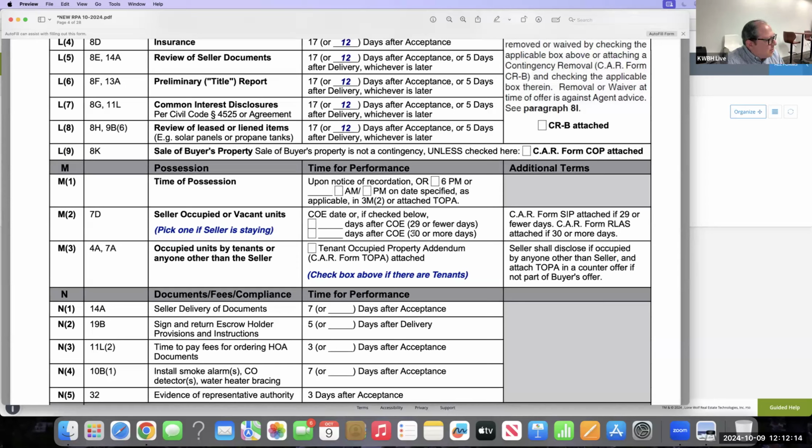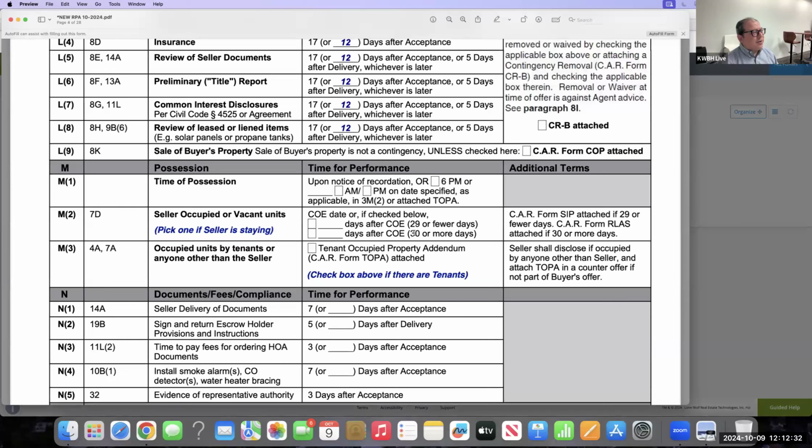Now, if a seller is going to be staying in a property past close of escrow, I just want to know, do they have a place to go? Because if they don't have a place to go, that's concerning. Or if they do have a place to go, I'm not so concerned. Like, they're already in escrow on another property, they already bought another property. They just need a little time, that's fine. But if they have no place to go and they're waiting for something to come on the market, that could be concerning.